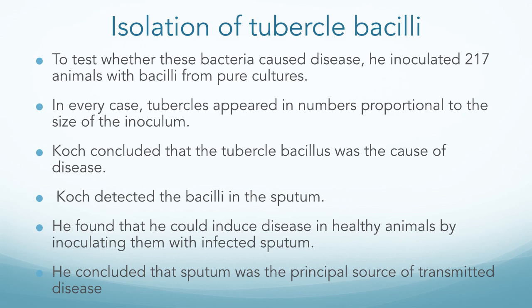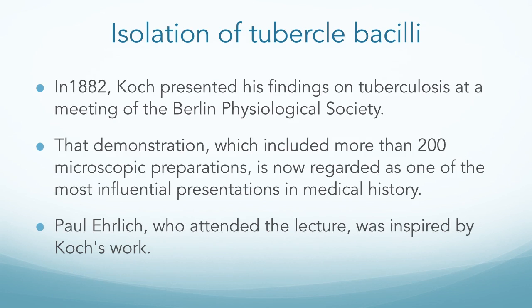Later, Koch detected the bacilli present in the sputum of the individual. So he found out that he could induce the disease in healthy animals by inoculating them with the infected sputum. Thus, he concluded that the sputum was the principal source for the transmission of the disease. Later, in 1882, Robert Koch presented his findings on tuberculosis in a meeting of the Berlin Physiological Society.